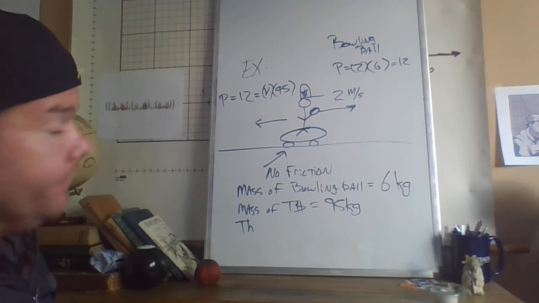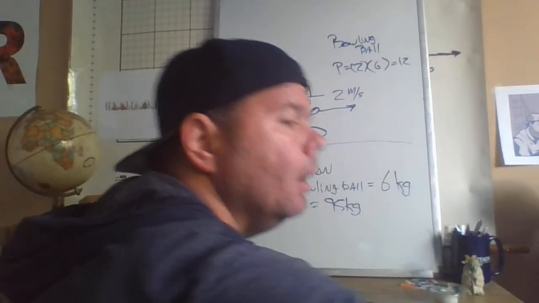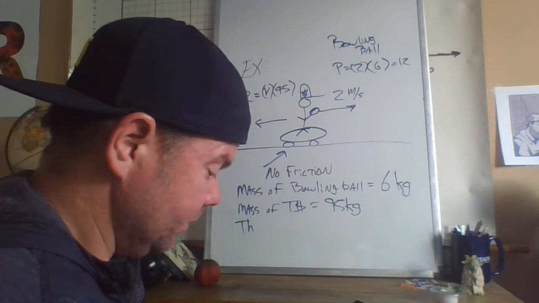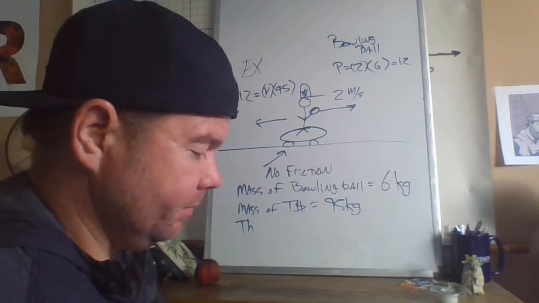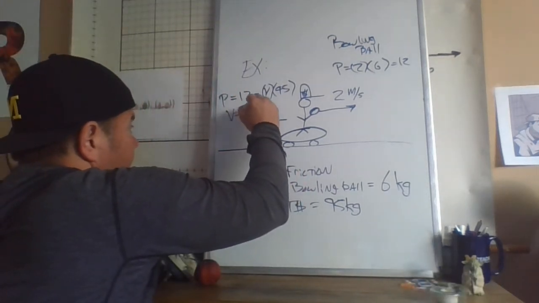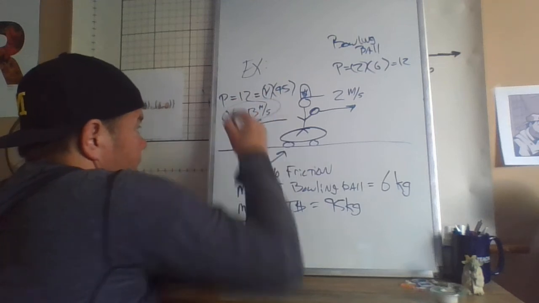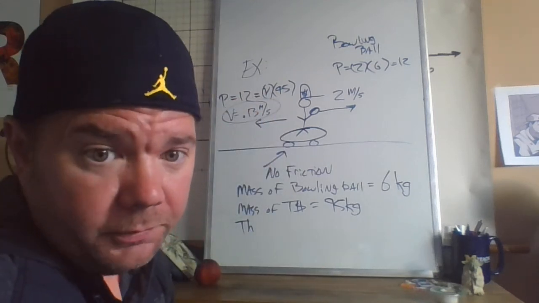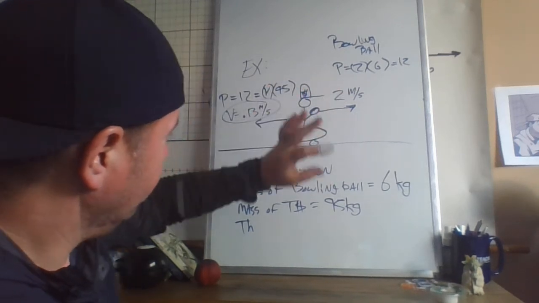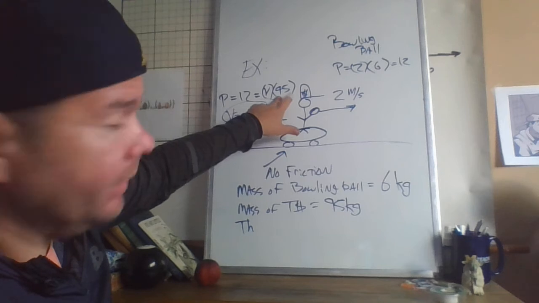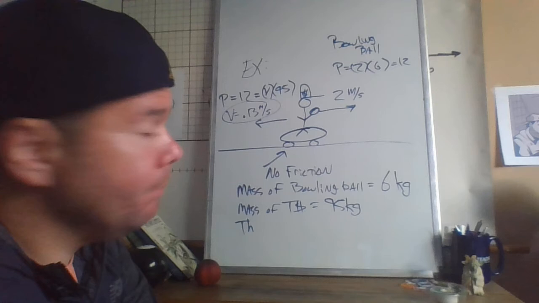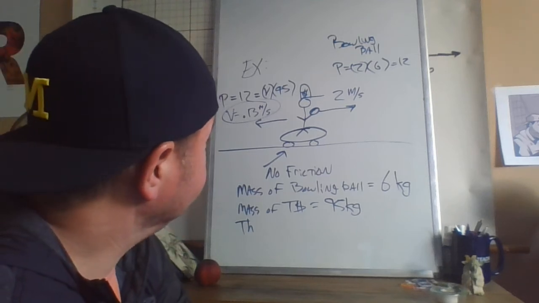If I take 12 divided by 95, I'm going to get the velocity that I'm moving at in the opposite direction. 12 divided by 95 is 0.13. So not super fast, but it's something, right? You could guess that since I have a much larger mass than the bowling ball, the effect of the change on my velocity is going to be smaller. It's going to take more impulse to get me moving faster than the bowling ball.